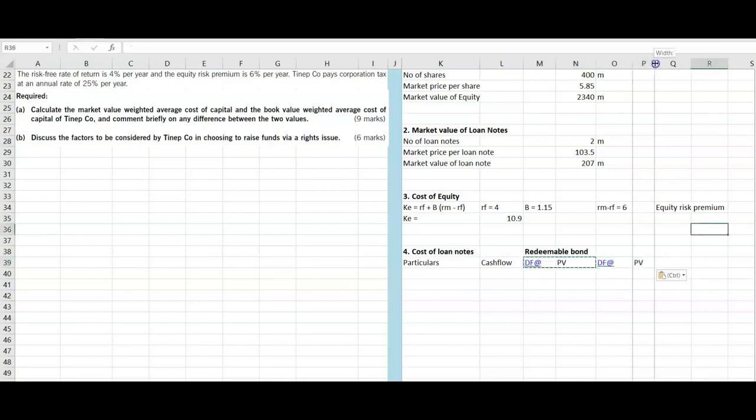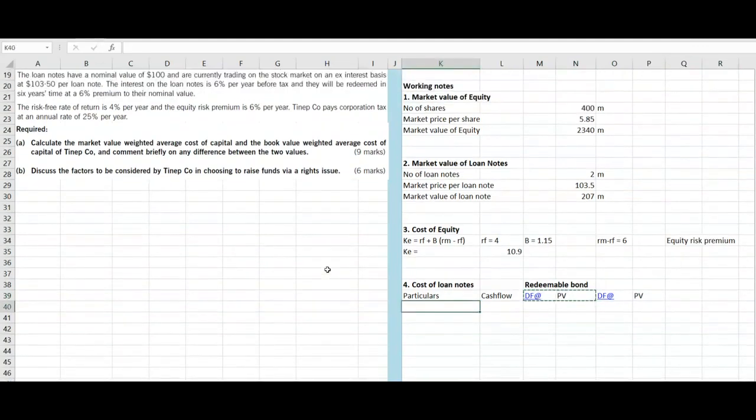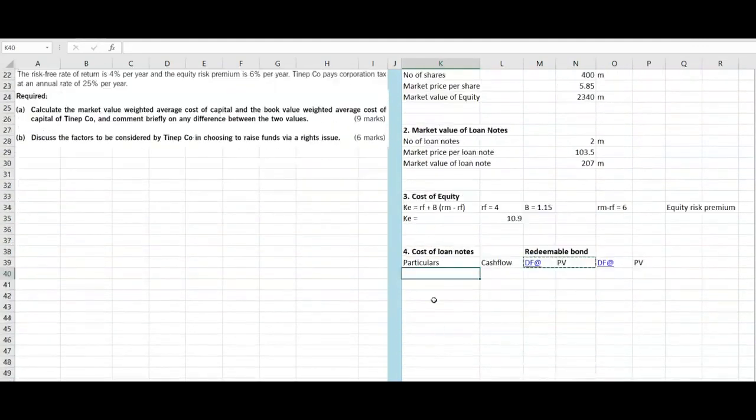So the table seems to be very straightforward. So we'll get the numbers here. The first number, the particulars that we'll get here, is the current market value. You have to take the current value, then you have to take interest after tax, and you have to take the redemption value, or redeemable value. Okay, so we'll start.